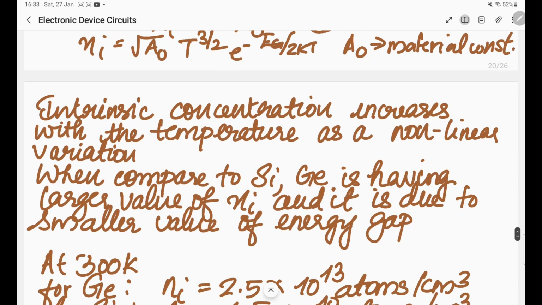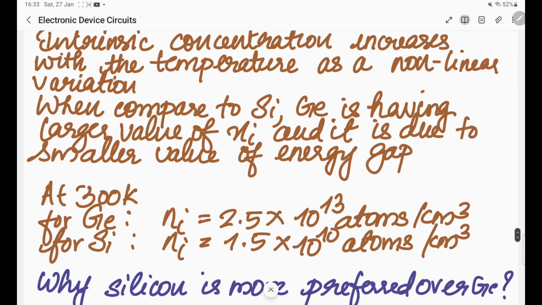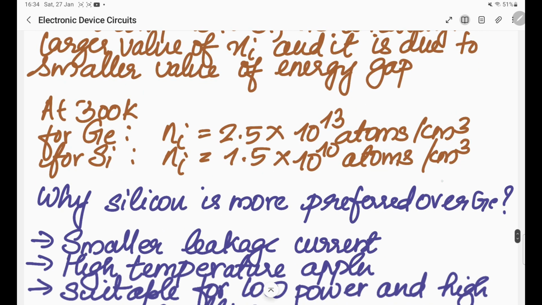Intrinsic carrier concentration increases with temperature as a non-linear variation. When compared to silicon, germanium has a large value of ni, and it is due to the smaller value of energy gap. So when the energy gap is smaller, you have a large value of ni. Let's say at 300 Kelvin for germanium, ni is 2.5 into 10 raised to 13 atoms per centimeter cube, and for silicon, ni is equal to 1.5 into 10 raised to 10 atoms per centimeter cube.